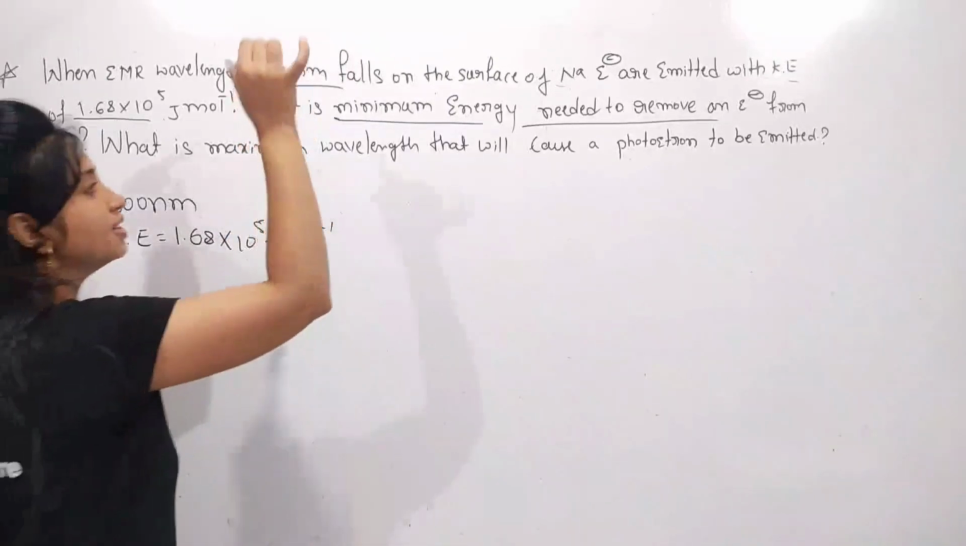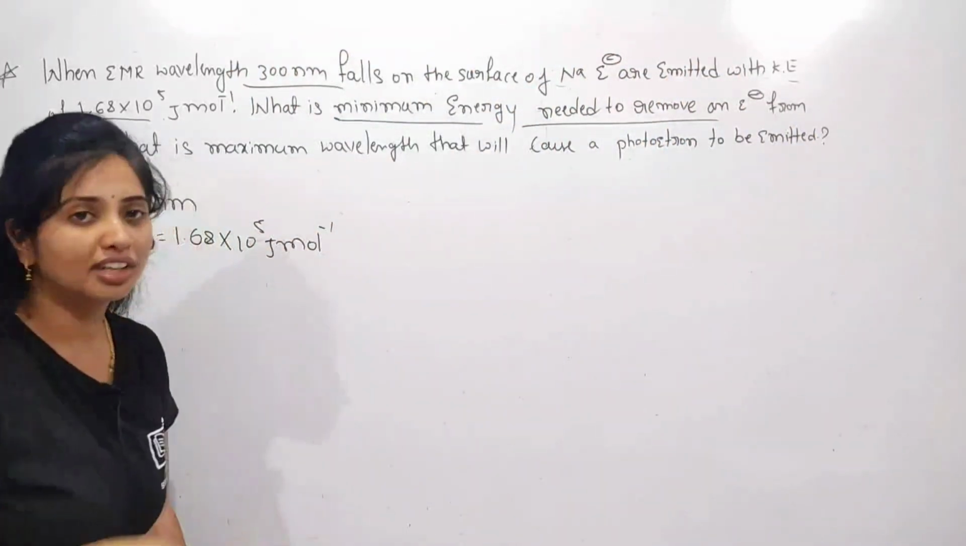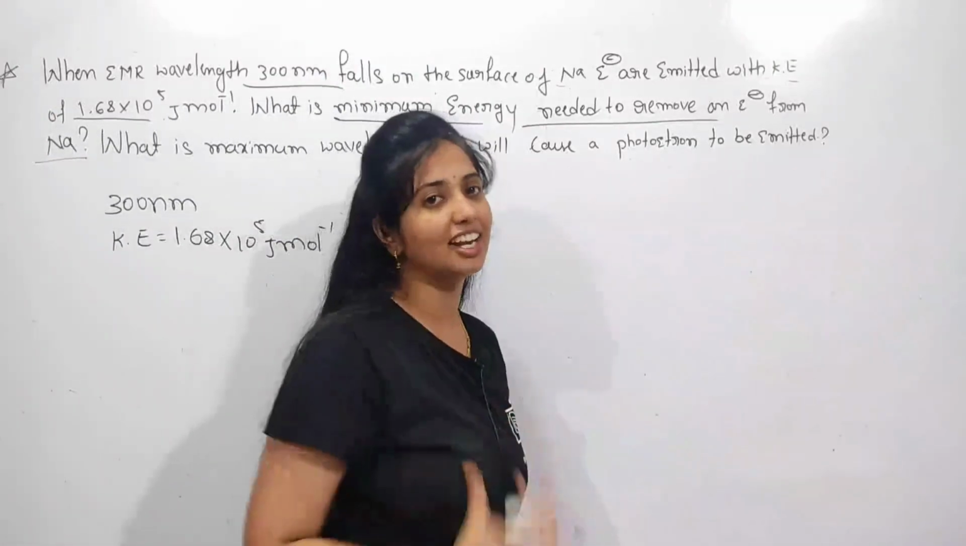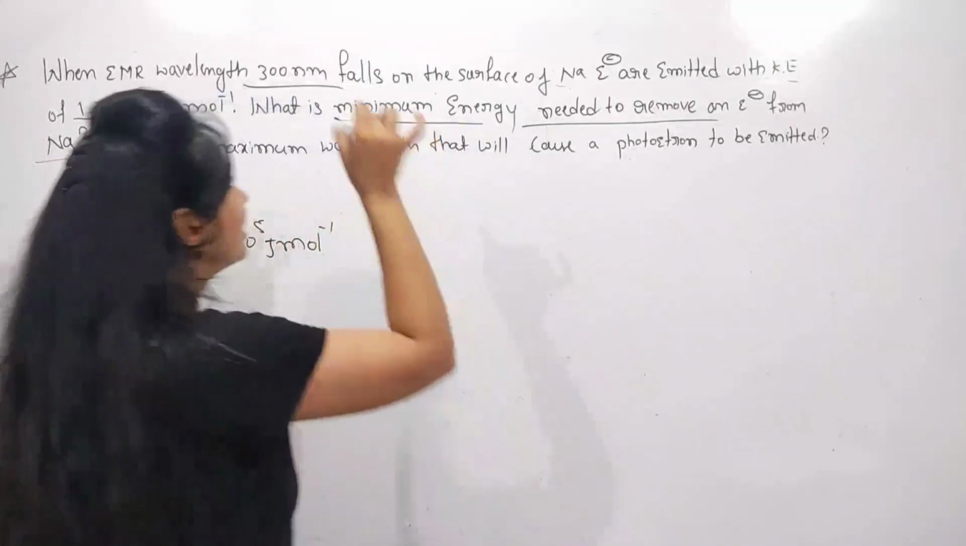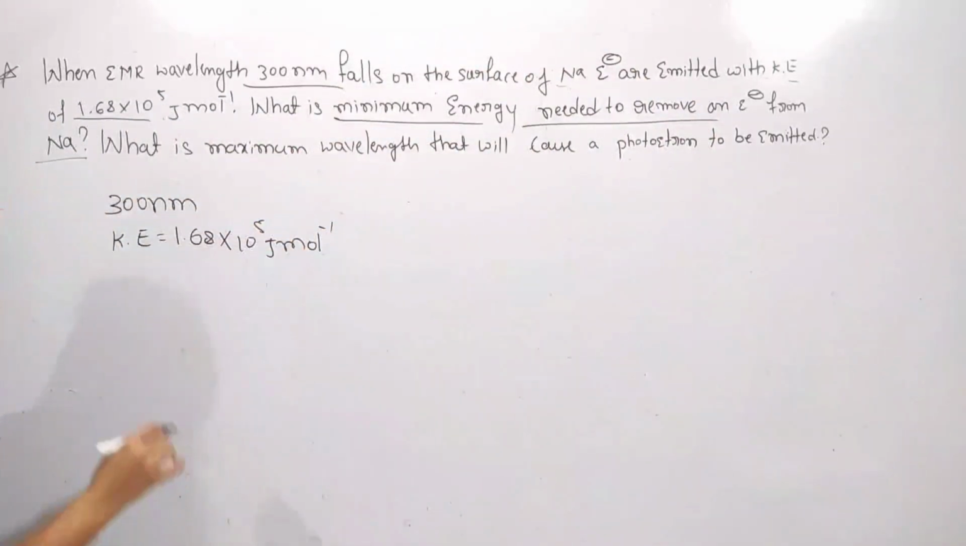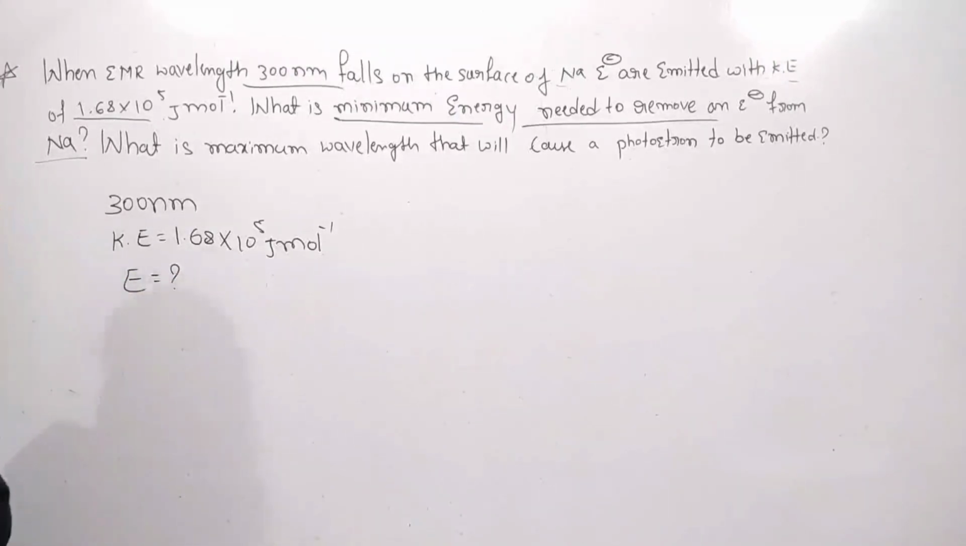Then what is the minimum energy needed to remove an electron? They don't give us that. How much energy is needed to eject the electron, or the minimum energy needed to remove an electron from the sodium? We don't know that. Total energy is equal to question mark.